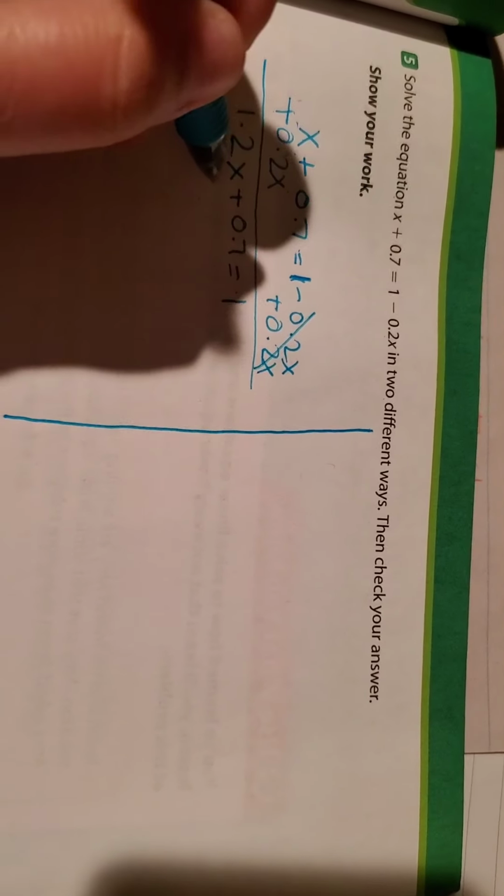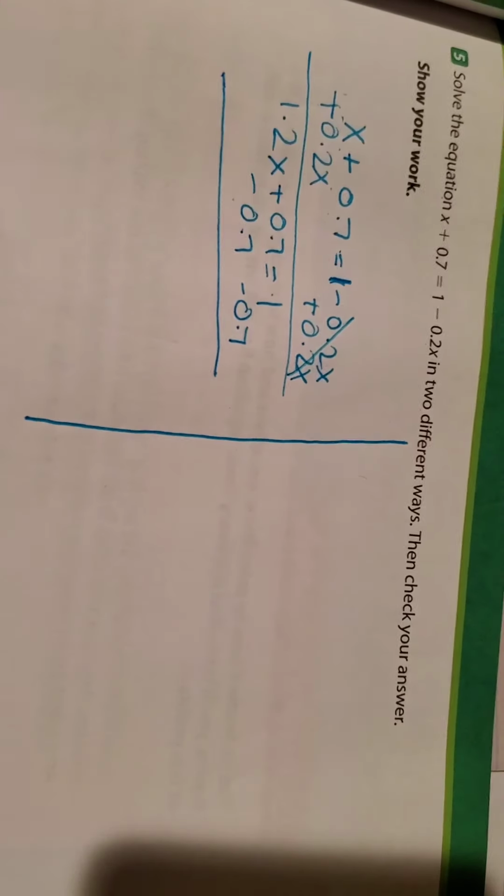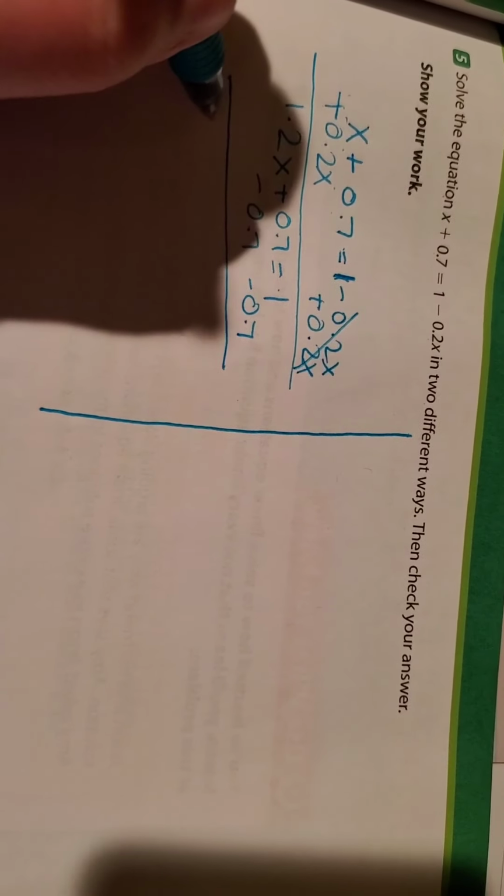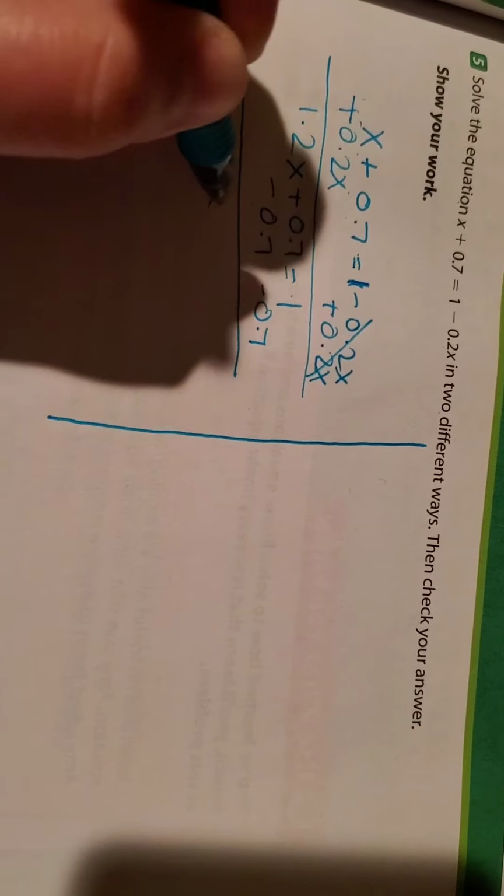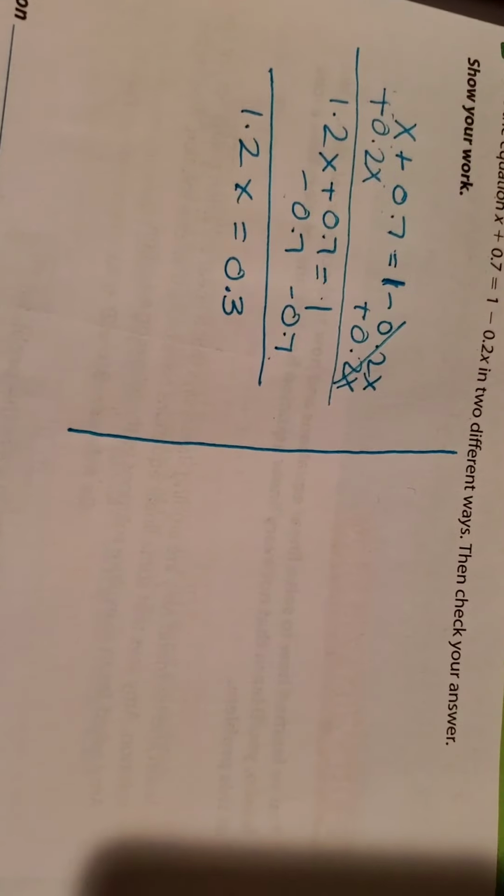Next thing I'm going to do is subtract my 0.7 on both sides because I'm trying to get my x by itself. Now I'm left with 1.2x is equal to 1 minus 0.7. That equals 0.3. You can check your calculator if you do not trust me, and I don't blame you because it's always good to double check, especially because I always make mistakes.